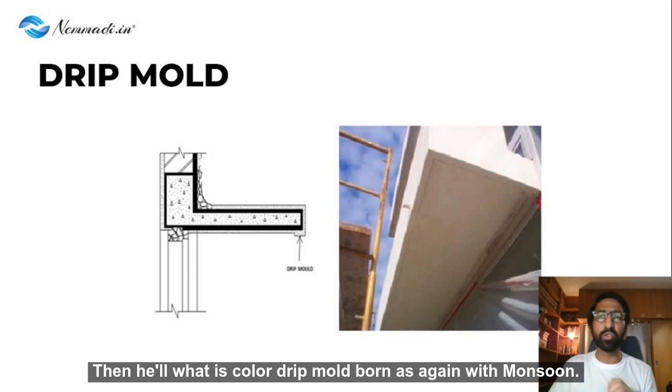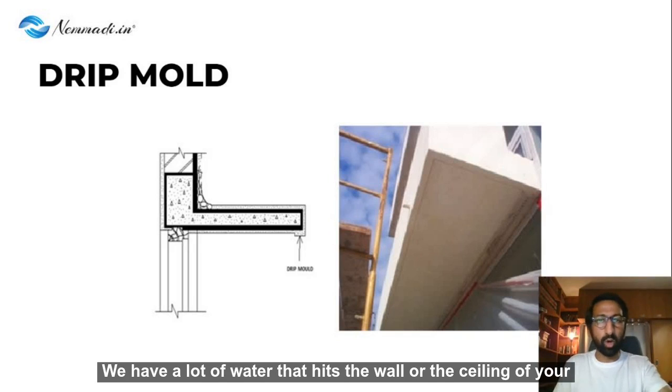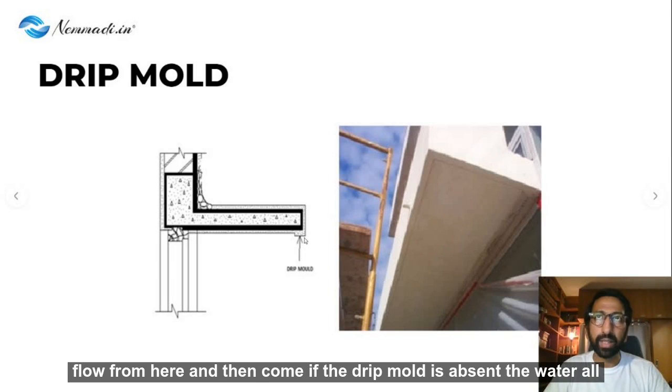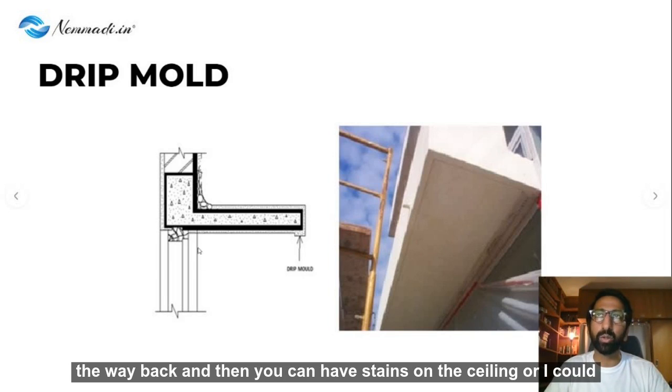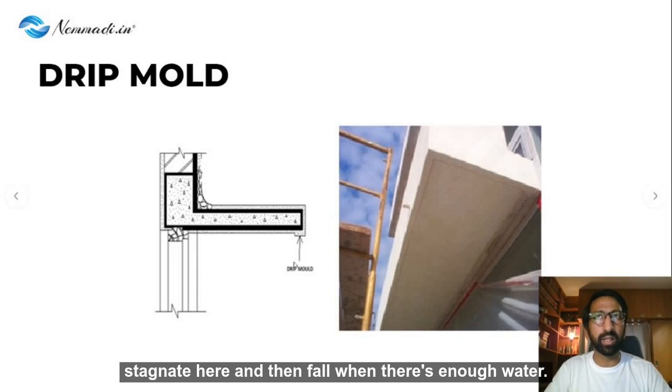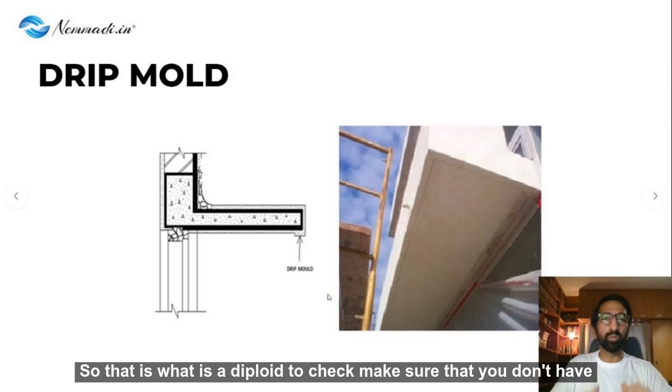Then you have what is called a drip mold. So a drip mold is, again, with monsoon, you have a lot of water that hits the wall, or a chajja or the ceiling of your balcony, and this will then drip, and then water will flow through. So the water will flow from here and then come. If the drip mold is absent, the water will flow all the way back, and then you can have stains on the ceiling, or it could come all the way to the door. So if you have a drip mold, since the water can't go up, the water will stagnate here and then fall when there's enough water. So that is what a drip mold is.